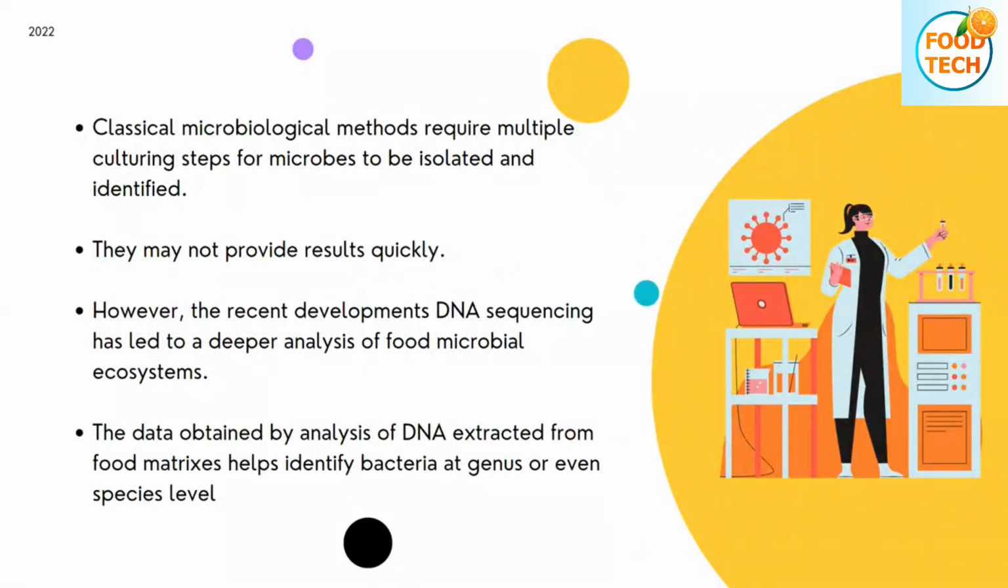However, there are recent developments, since technology is evolving every day. So now DNA sequencing plays a major role when it comes to identification or analysis of the microbes which are present in the food. The data obtained by analysis of DNA can tell us about the genus or the species level. I mean, we can go to that depth, right? We can completely find out what's the genus of these microbes, what's the species of this microbe. So with DNA sequencing, things have become very easy and also very fast.